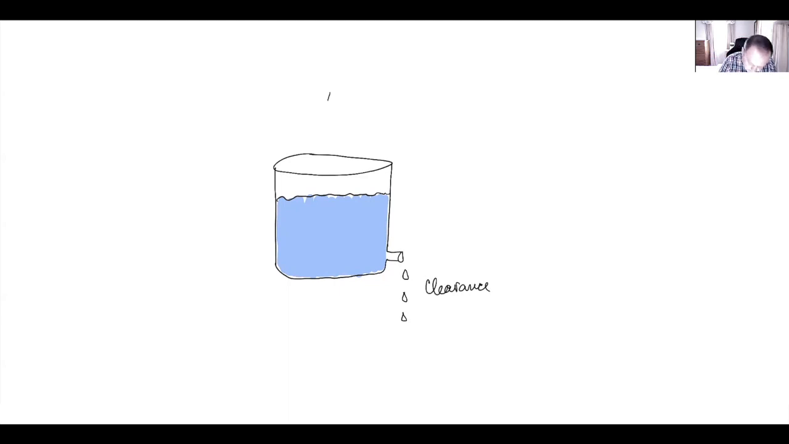And we have input from the pipe, let's say. And this input represents dose. Inside, we have volume. And actually, this volume is the volume of distribution. And we have steady state concentration inside. And steady state concentration is amount over volume.